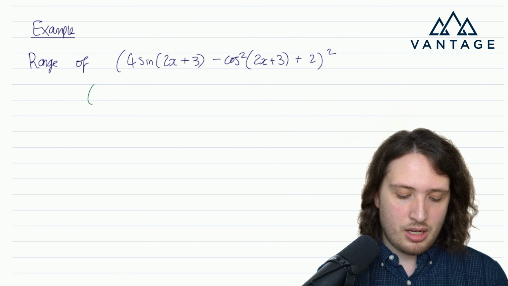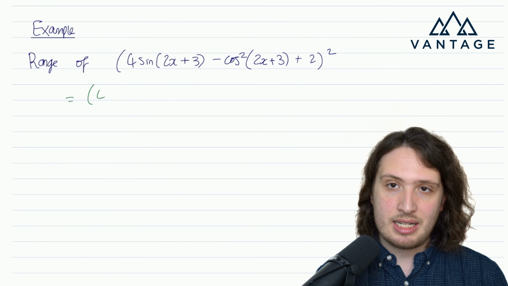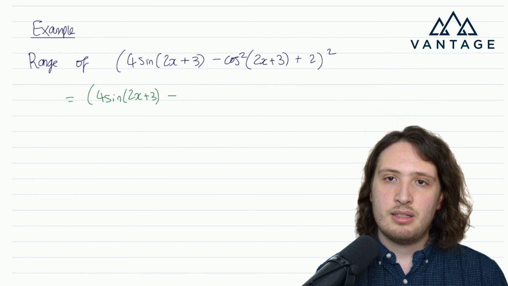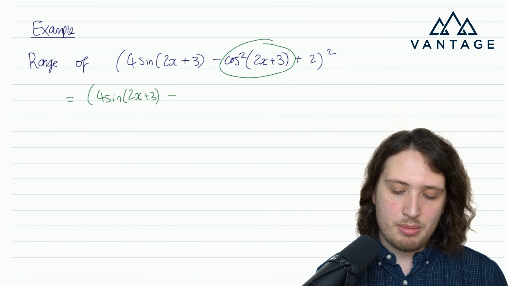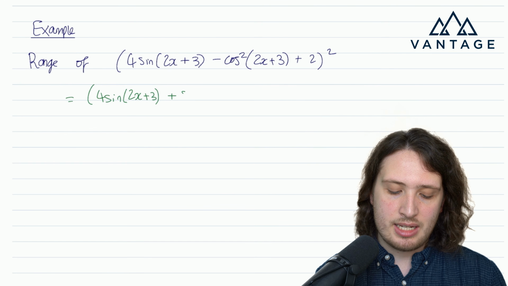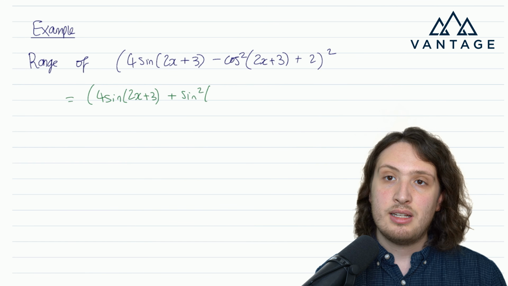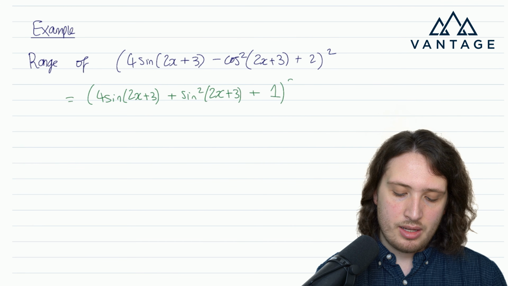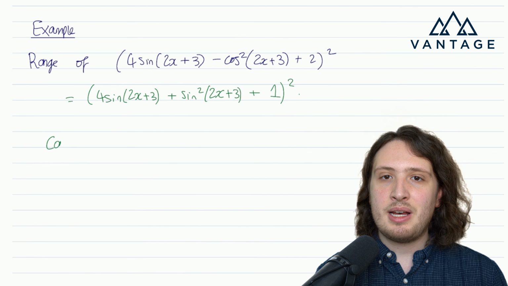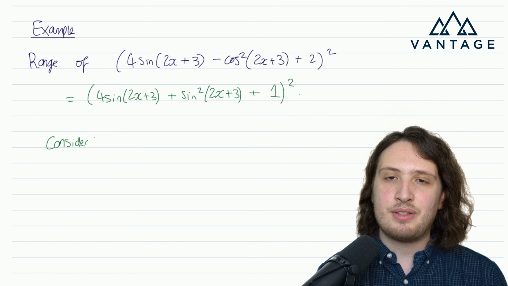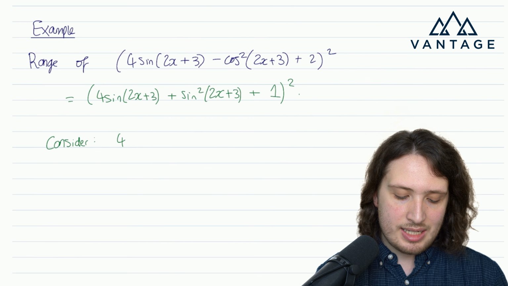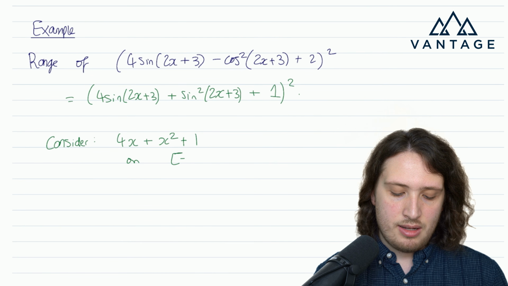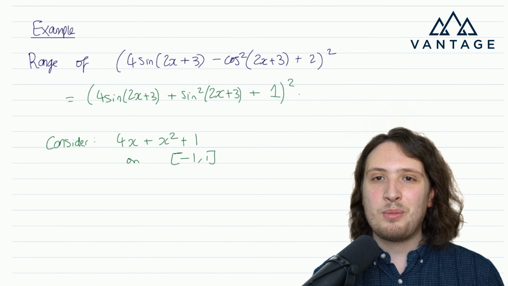So I'll start by writing that this is the same thing as 4 sine(2x plus 3) minus, so that's going to be 1 minus sine squared, so minus minus makes plus, sine squared(2x plus 3), and then 2 minus 1 makes 1. So now, as my first layer, I'm also going to have to square it, but I can consider 4x plus x squared plus 1 on the domain minus 1 to 1.